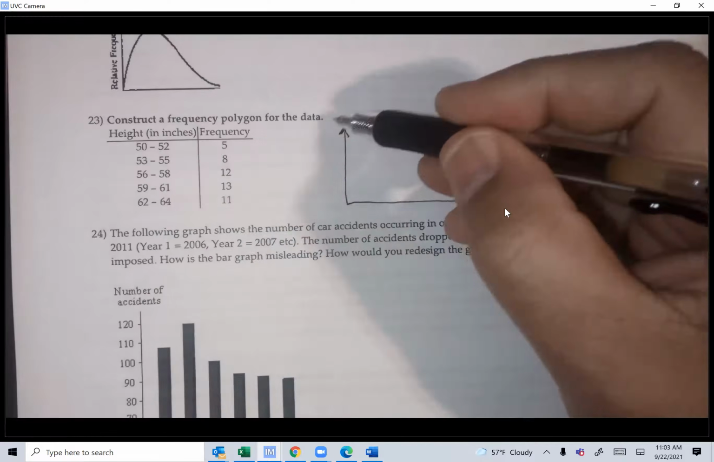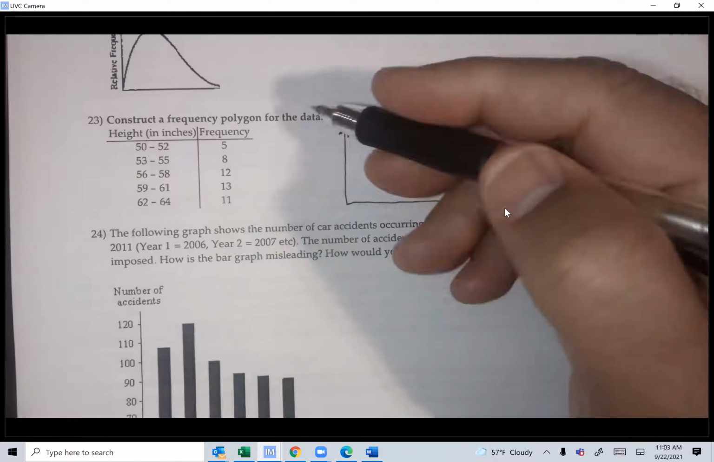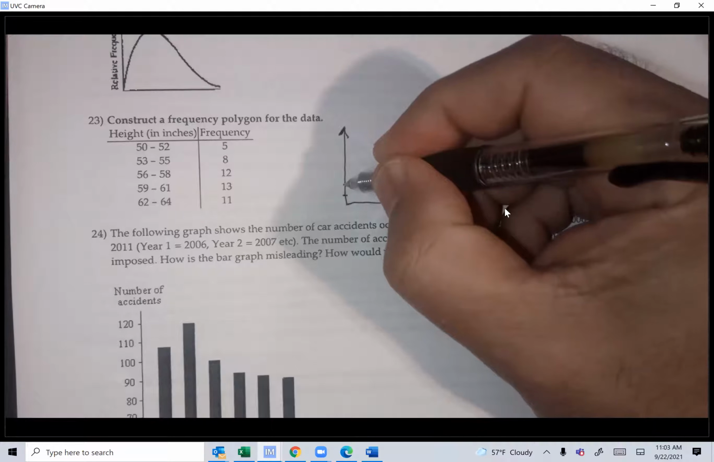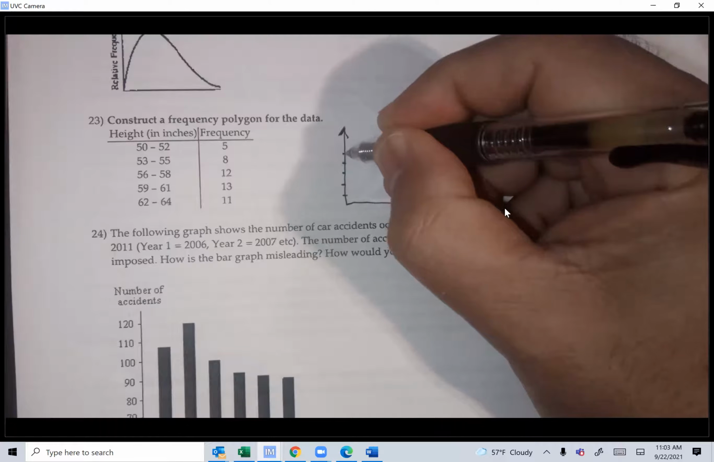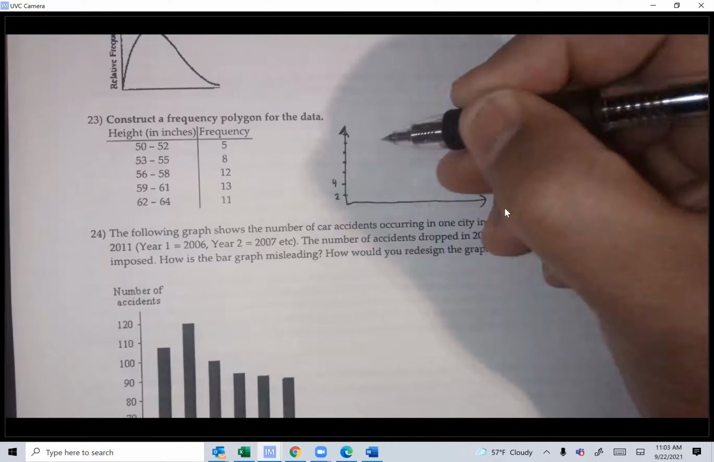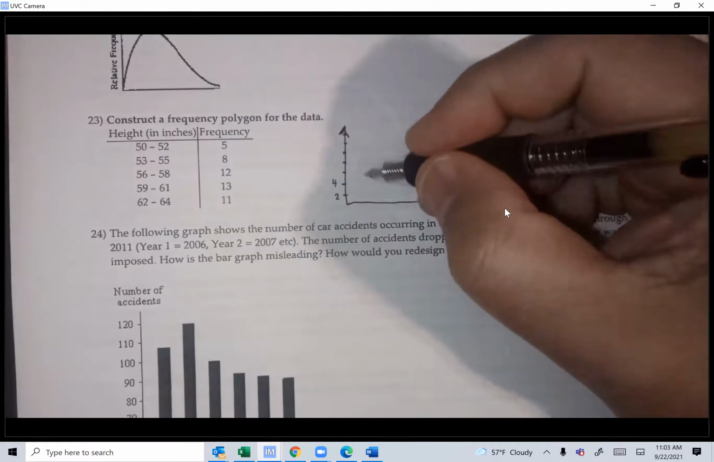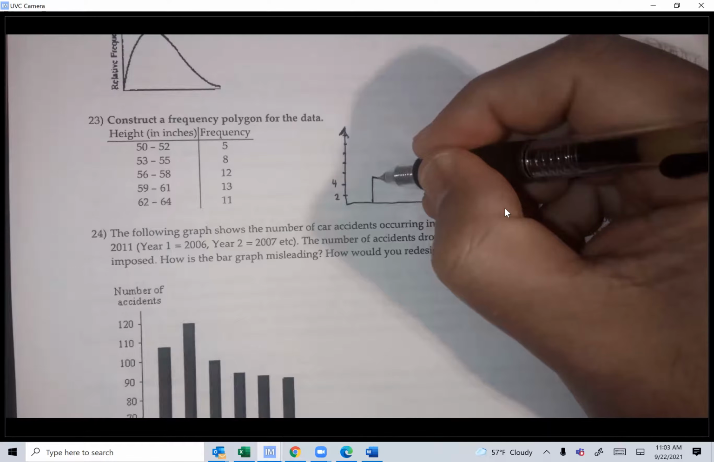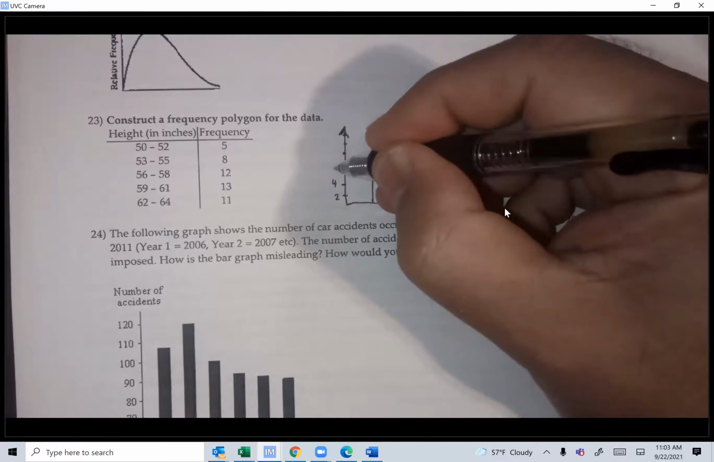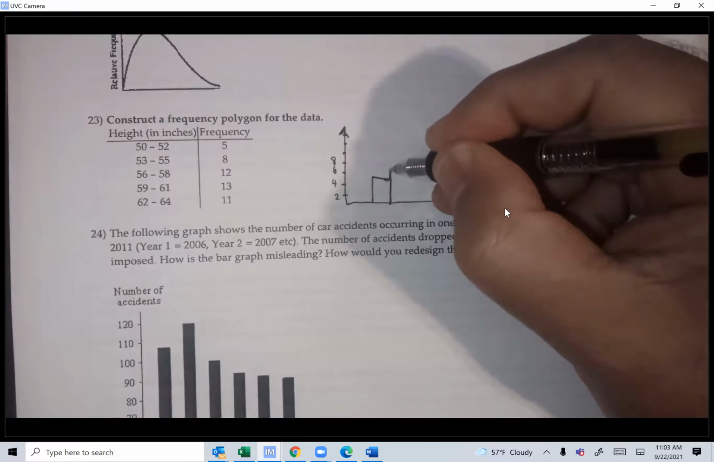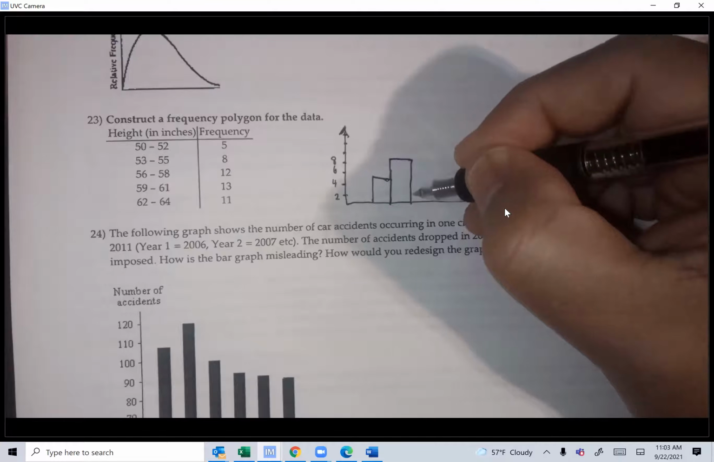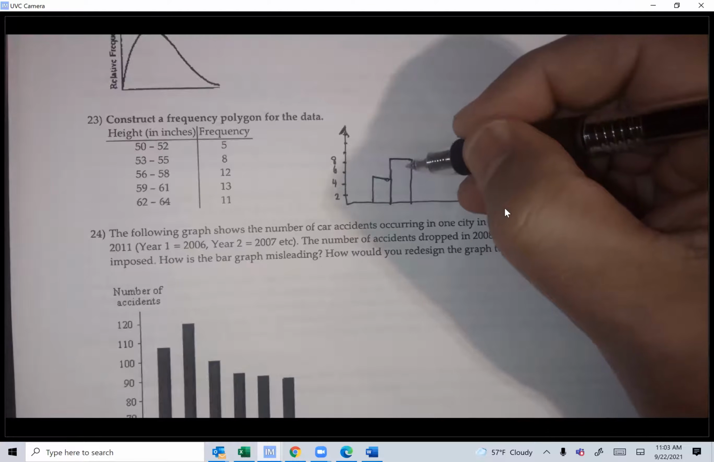First of all, you have to label your vertical line so that you can get to 13. So I'm just gonna label them like 2, 4, 6, 8, 10, 12, 14, etc. And then you go to 5, you just go to 5. 6, that's 6. 8, you just go to 8. You do the histogram first. So I usually ask students to do a histogram first if I want a polygon line.